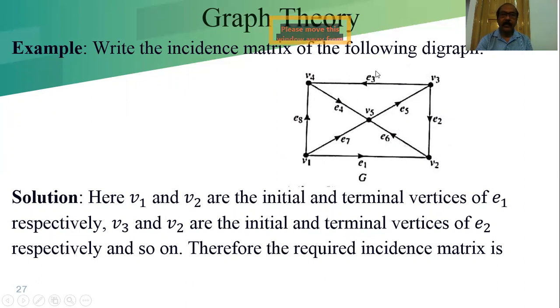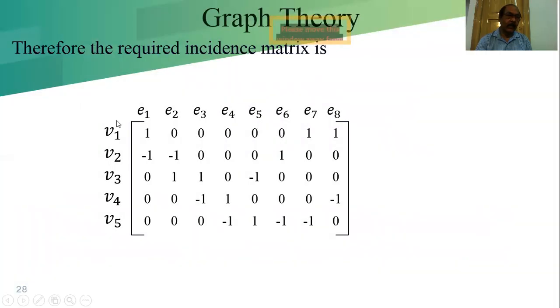Now consider E3, incident out from V3 and into V4. And how many vertices? 5. Let's see. 5 vertices are there. How many edges? E1, E2, up to E8. E1 is incident out from V1, incident into V2. E2 is incident into V2 and incident out from V3. That's why, the rest of the elements in the corresponding column will be 0.